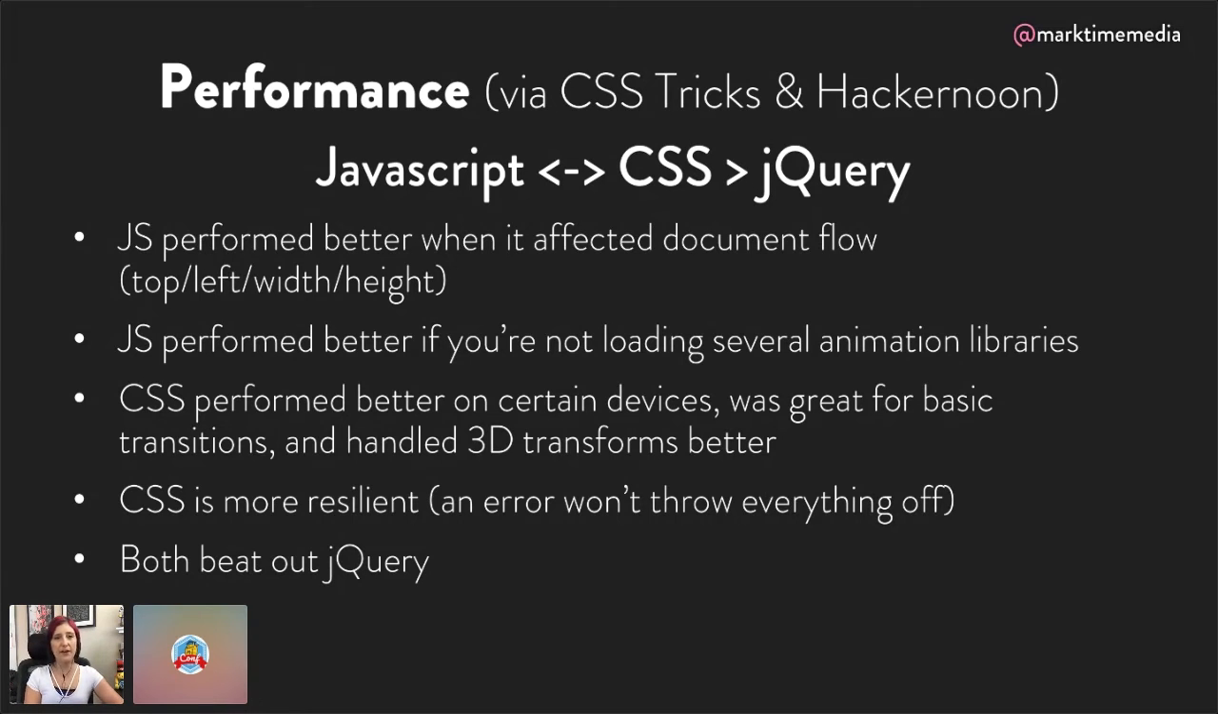CSS did perform better on certain devices than JavaScript did, which was kind of interesting. And it was really great for basic transitions. So again, hover states and stuff like that, or some of the basic transforms that we talked about earlier. And it actually seemed to handle 3D transforms better than JavaScript did, according to these sources. Also, they wanted to mention CSS is more resilient. Errors in CSS won't throw everything off the same way that JavaScript will. It will just not work. And again, like I said, both of them beat out jQuery in performance testing.